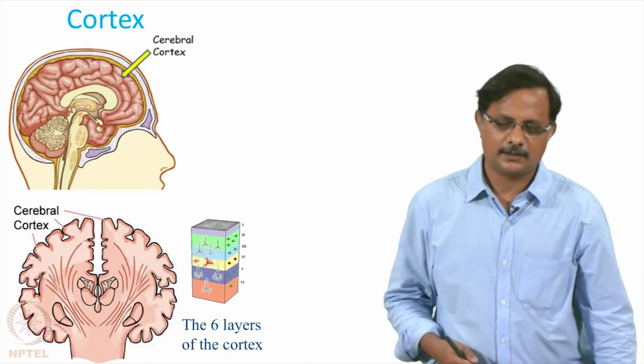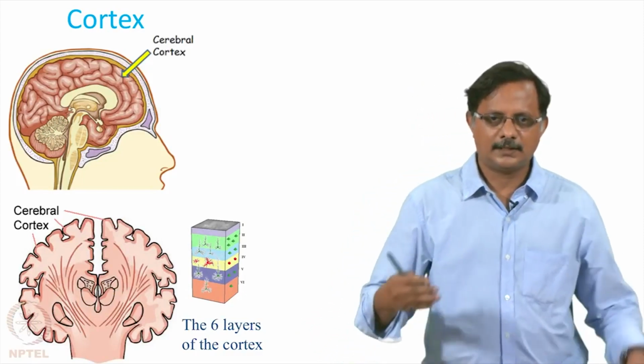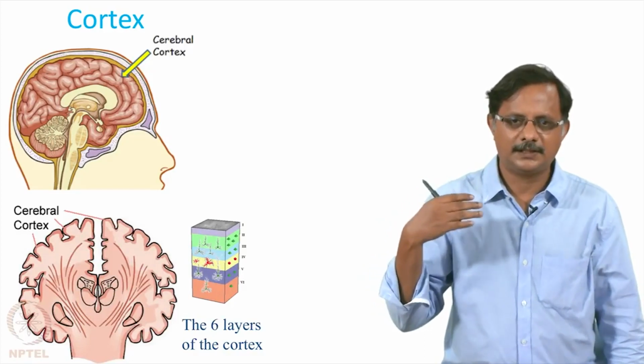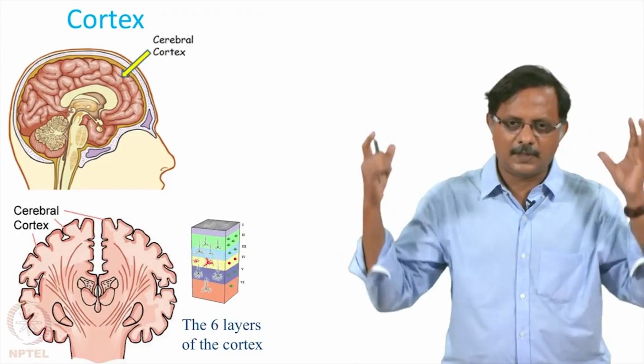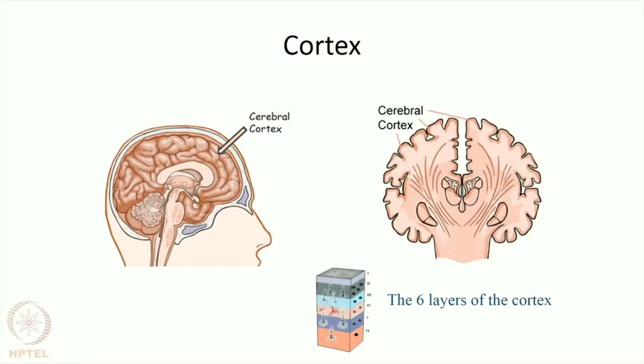So let us begin with the cortex. Like I said just a moment ago, the cortex is the surface of the brain which consists of sheets of neurons. Imagine covering the entire brain with a sheet of cells, and this sheet is about 2 to 5 millimeters in thickness. It consists of 6 layers of neurons.